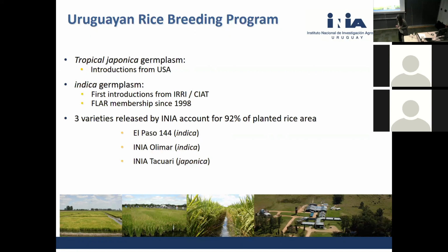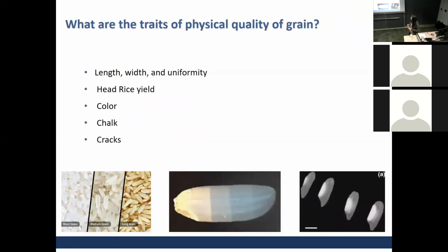So the main problem we're facing right now is that these varieties are reaching their maximum yield potential. This was thanks to all the improvements we made in agricultural practices and machinery. So we really urgently need to develop new varieties with higher yield potential. But also, yield is not everything in rice.